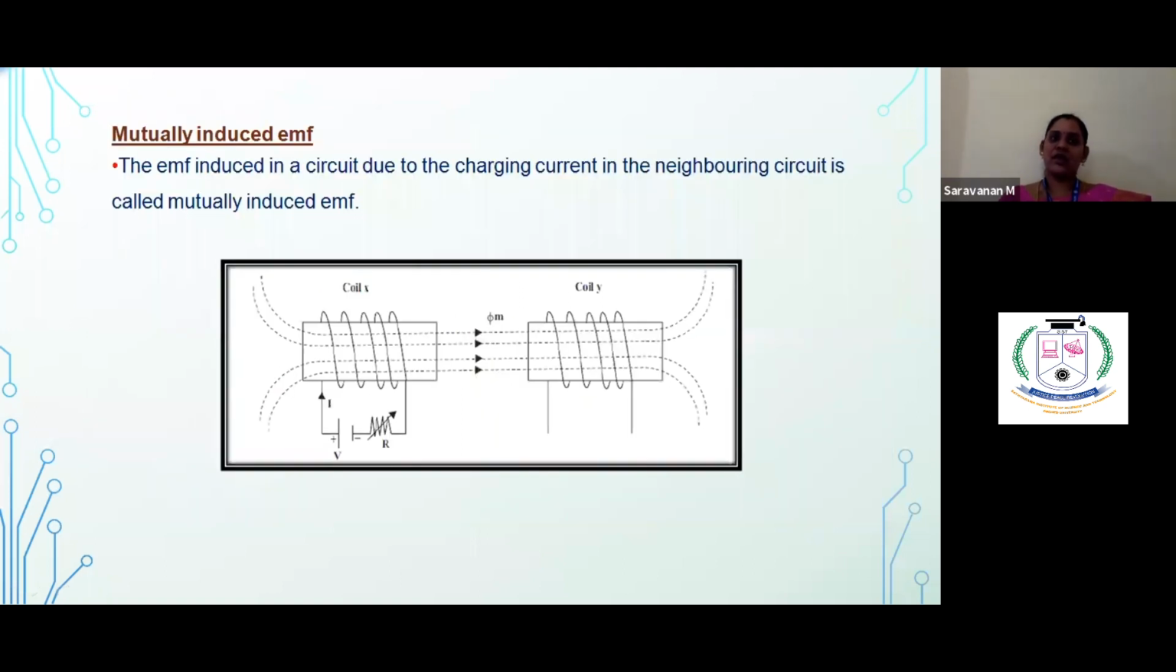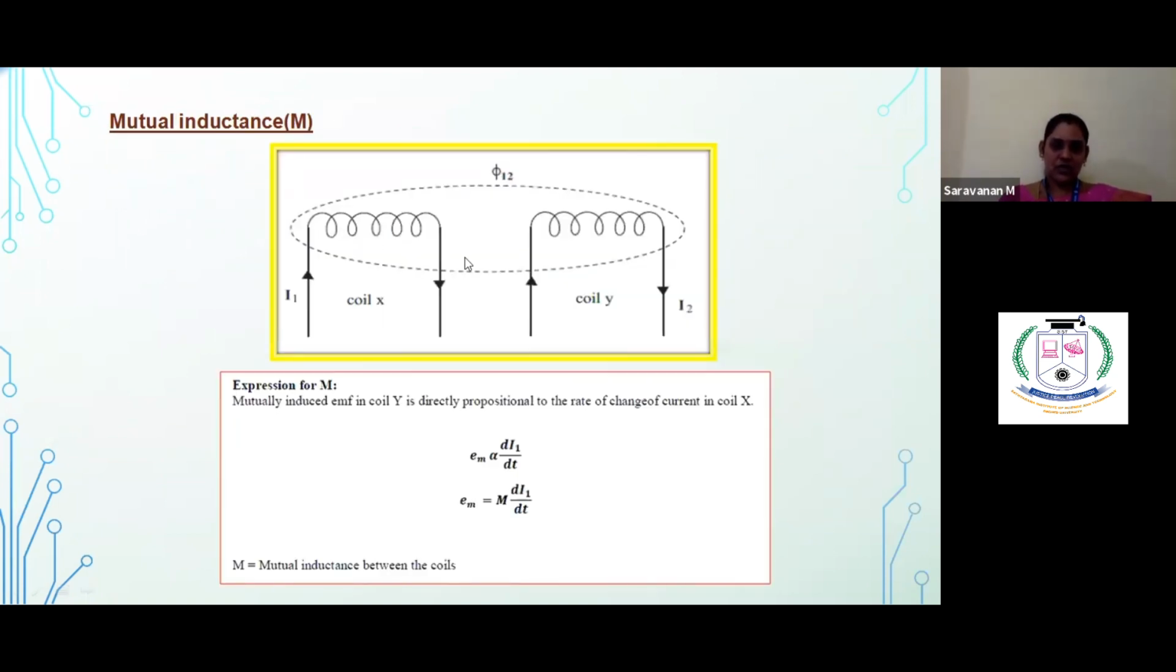Similarly, in the same way we are going to see it for the mutually induced EMF. So already I told you what we mean by mutually induced EMF. When the current flowing through coil 1, for example coil X, is changing, the flux linking with coil Y will be changing because of the principle of mutual inductance, right? So the mutual EMF in coil Y is directly proportional to the rate of change of the current in coil X. So my mutually induced EMF EM is given by M into di1 divided by dt.